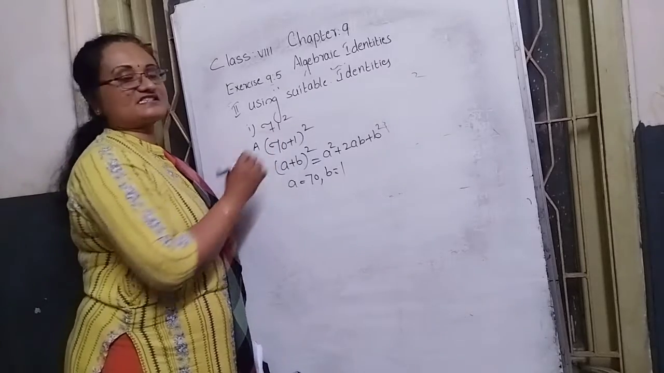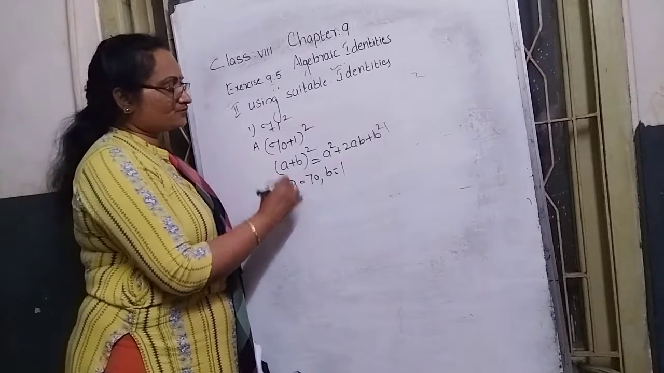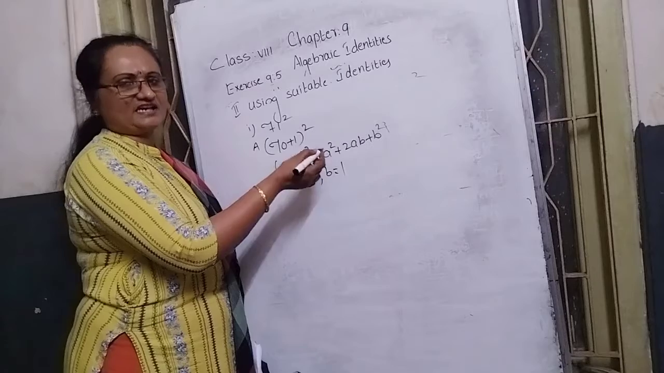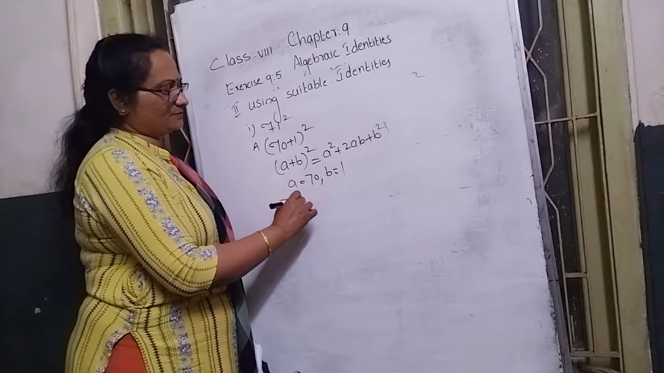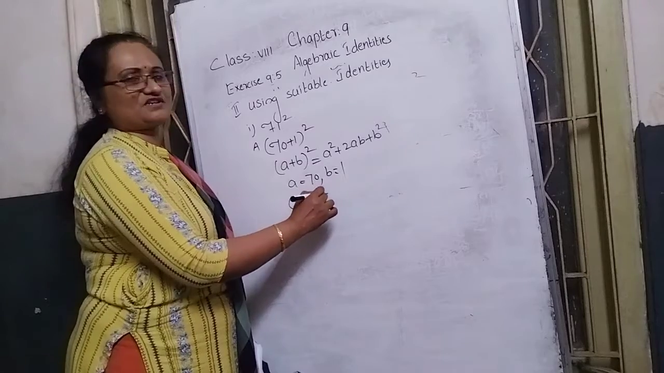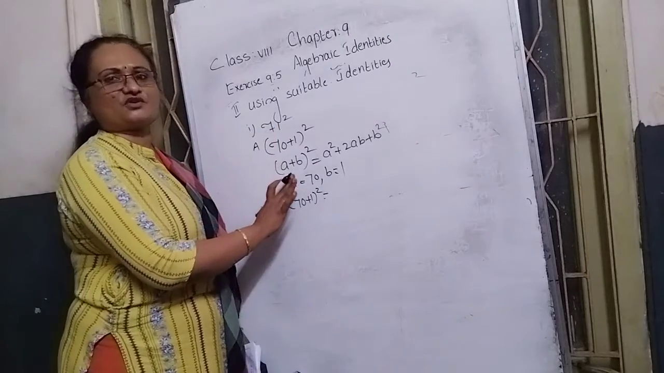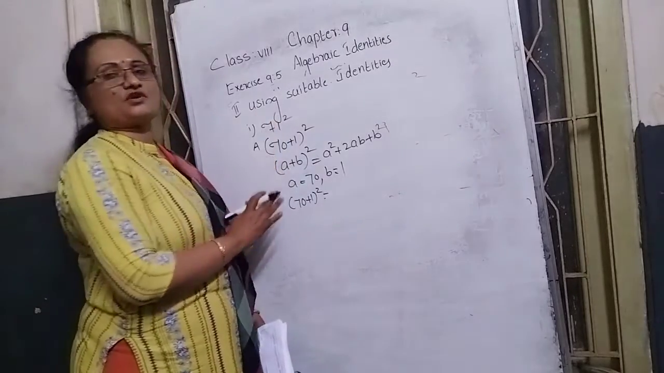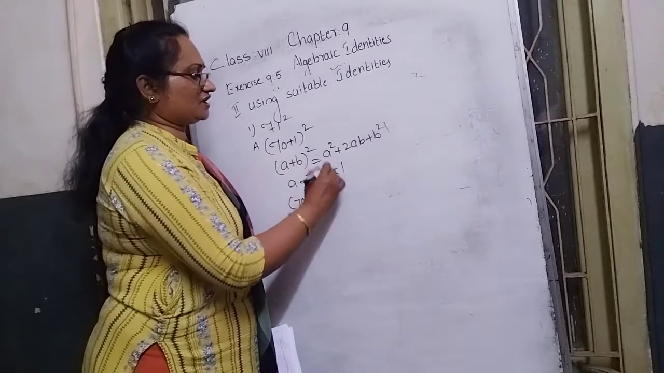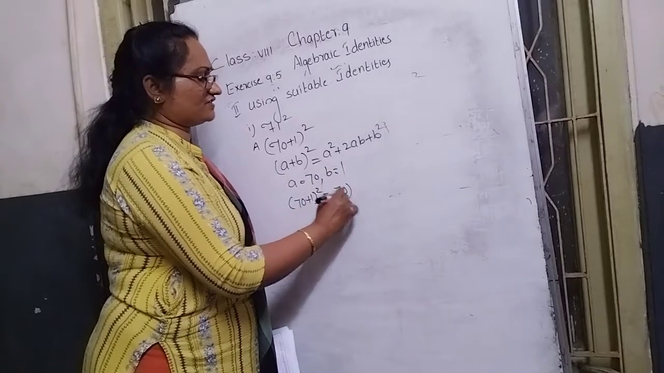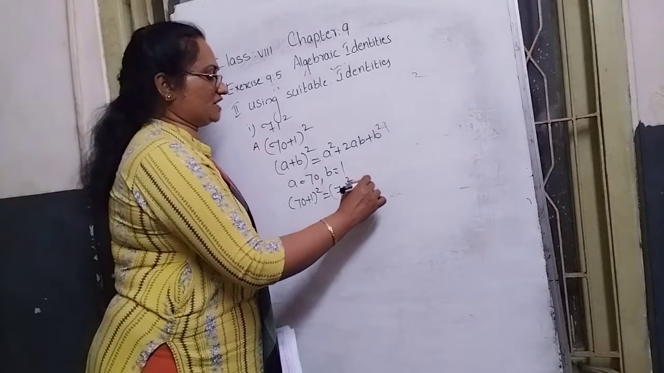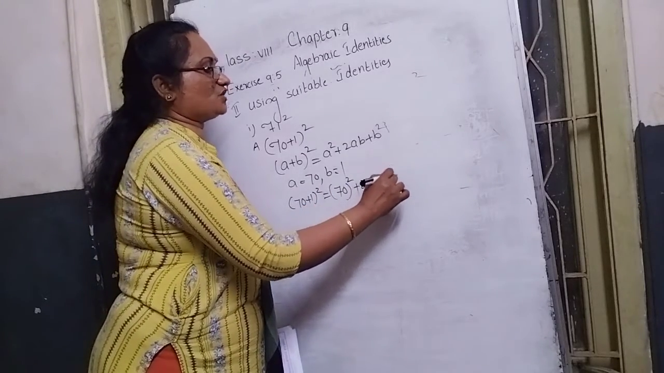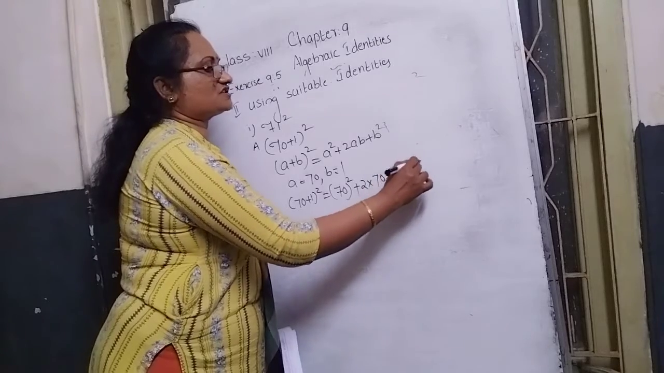Then on the left and right side, substitute those values. Left side, where a is placed 70, where b is placed 1: 70 plus 1 the whole square. The left side is already in the form of the question, that's why leave it. Equal, right side part: a placed 70, but a square is there, so 70 square. Then 2 into a placed 70, b placed 1, plus b value square, that is 1 square.